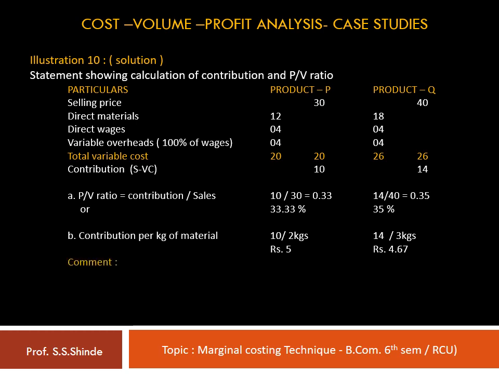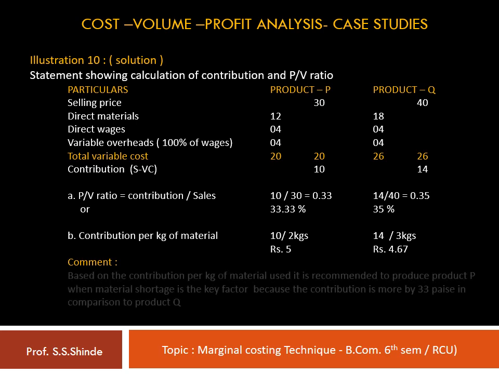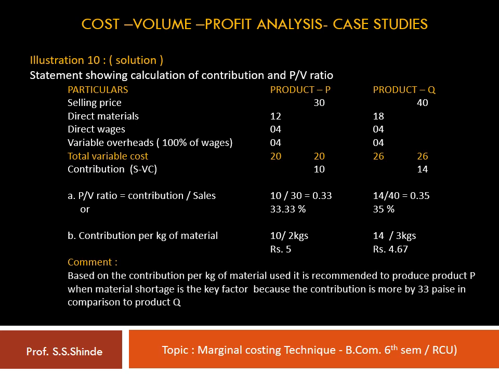Now let's comment on the computations made. Based on the contribution per kg of material used, it is recommended to produce product P when material shortage is the key factor, because the contribution is more by 33 paise in comparison to product Q.